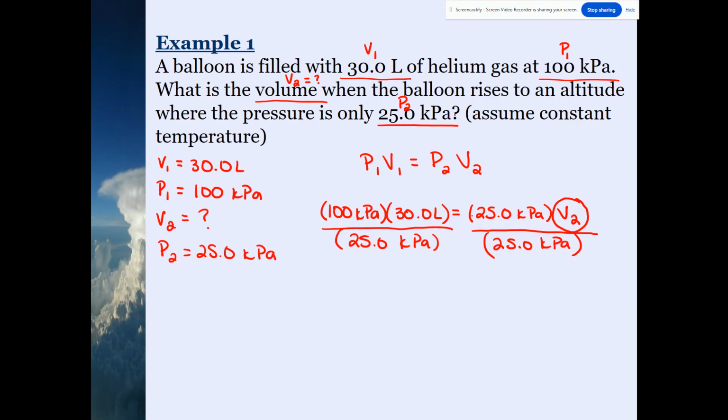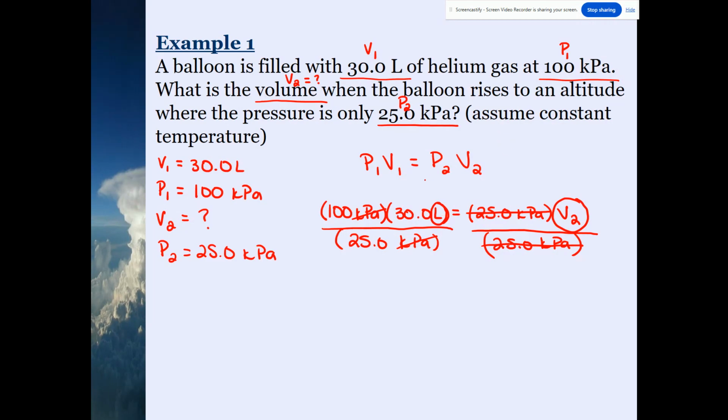Okay? So it cancels here because it's on the top and the bottom of the fraction. And so we're left with V2 equals 100 kilopascals times 30 liters divided by 25 kilopascals. So this is where I'm saying the unit analysis is important. Our kilopascals again cancel because they're on the top and the bottom, and I'm left with liters on the top. You should always be left with the unit you're solving for on the top when you're done the calculation.